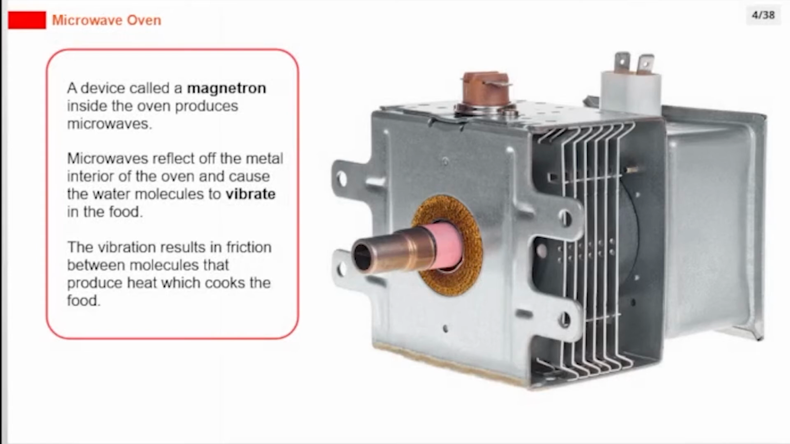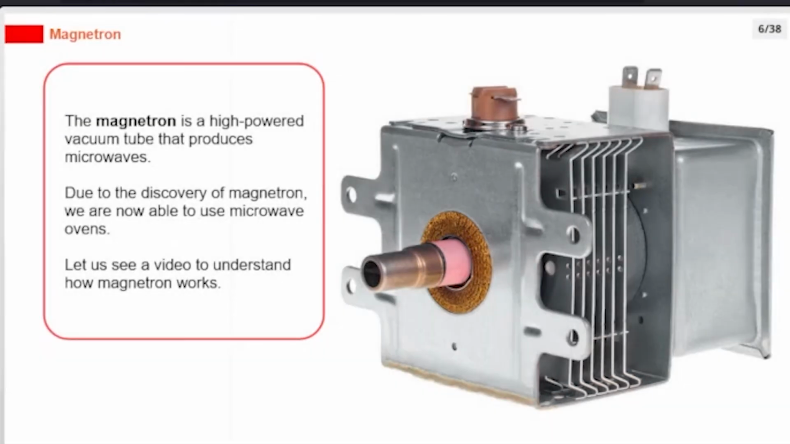Microwaves reflect off the metal interior of the oven and cause the water molecules to vibrate in the food. The vibration results in friction between molecules that produces heat, which cooks the food. The magnetron is a high-powered vacuum tube that produces microwaves. Due to the discovery of the magnetron, we are now able to use microwave ovens. Let us see a video to understand how a magnetron works.